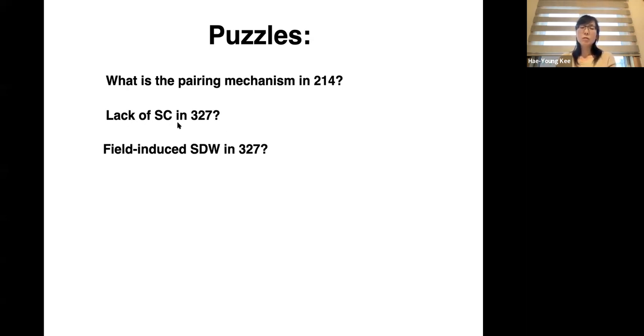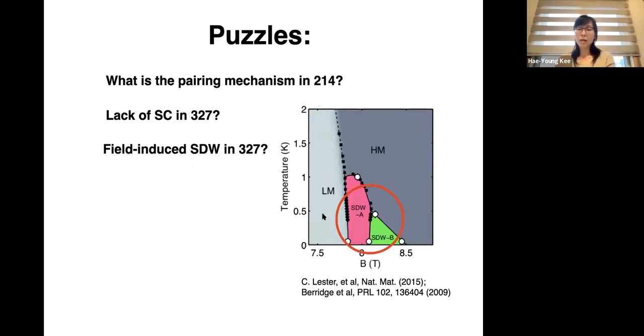But in any case, the lack of superconductivity in 327 is linked to the fact that the pairing mechanism has to be able to explain why the bilayer cannot get this superconductivity. In addition, as we heard from Stephen in the first talk of the series, this in fact has a spin density wave when the field is applied. So here's the phase diagram of the spin density wave of 327 as we applied field along the z-axis. Here is just a window from 7.5 to 8.5. We do see a little bump here of the spin density wave.